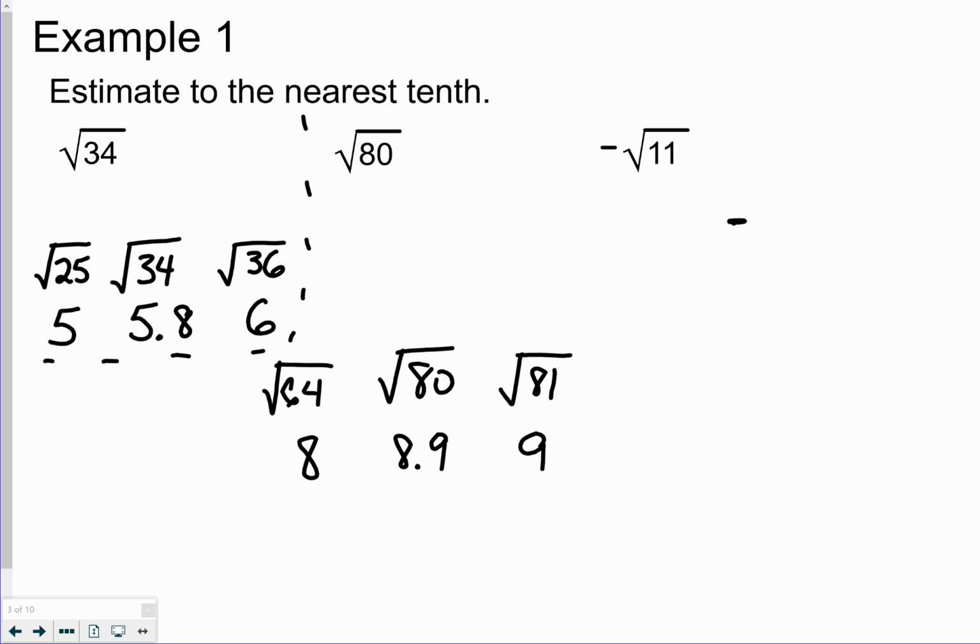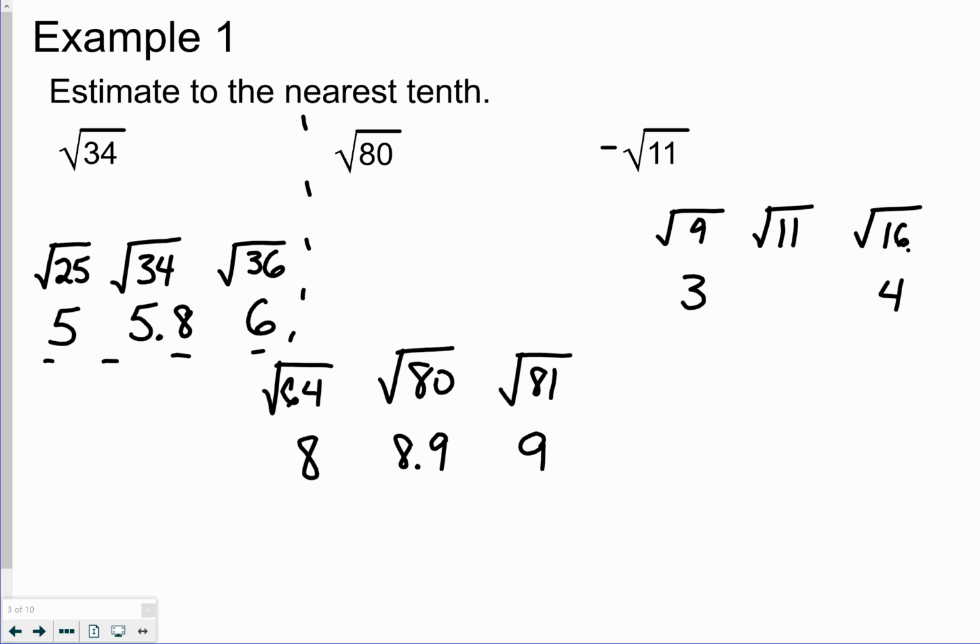The opposite of the square root of 11. Now, the way I tell students to do this is to ignore the negative symbol. All right? So ignore it. Let's do the same process, ignoring it. What are my perfect squares that are around 11? So 9, not 12, 16, there you go. So that's going to be 4 and 3.